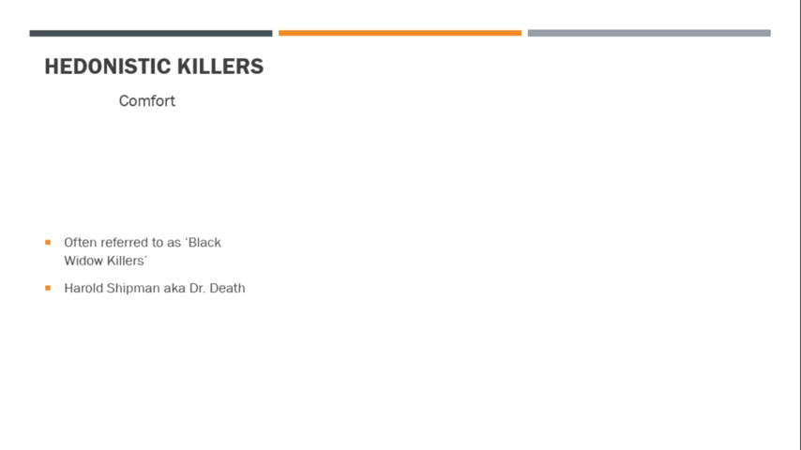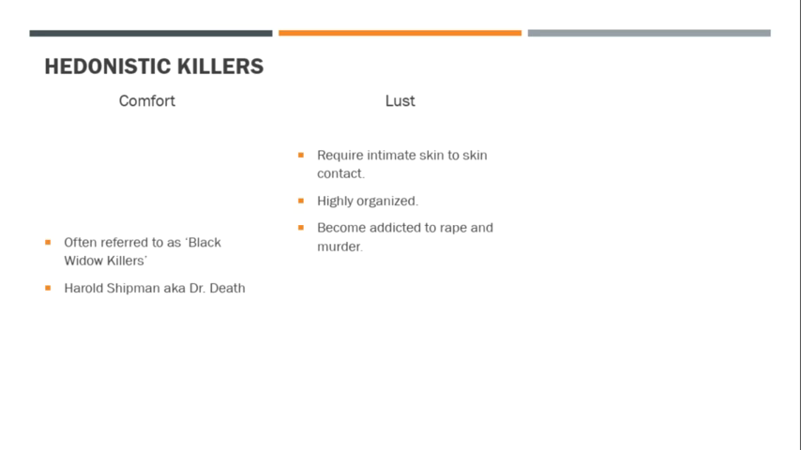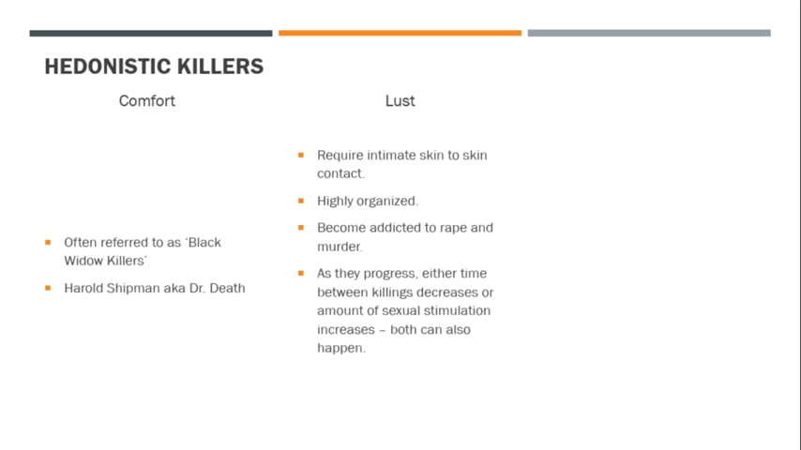The second is the lust type. Lust killers need intimate skin-to-skin contact when killing, so often strangle or use a knife on their victims. They tend to be highly organised in their crimes and fantasise extensively about murder. As time goes on, the killers become addicted to rape and murder, and over time, the time between their killings decreases and the amount of sexual stimulation they require increases. An example of this type of murderer is Jeffrey Dahmer.